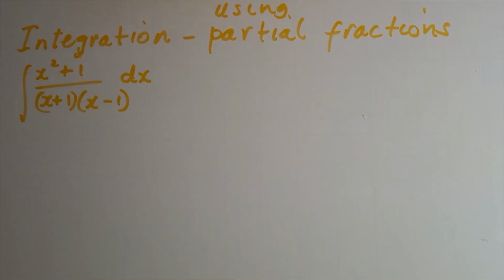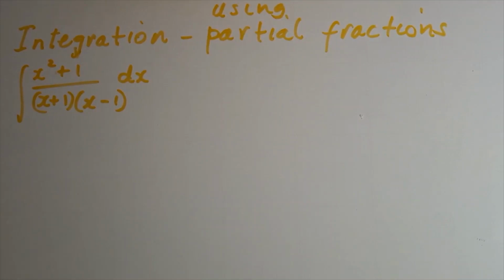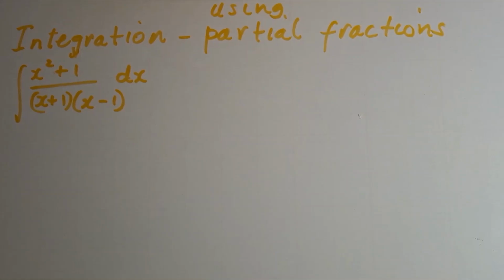Hi, this is our fraction x squared add 1 over x add 1 times x minus 1. But first, this is an improper fraction, and we need to convert this to partial fractions.